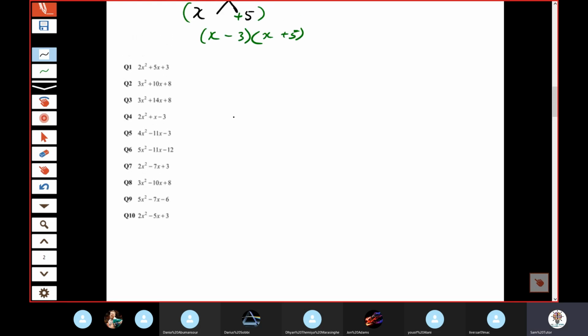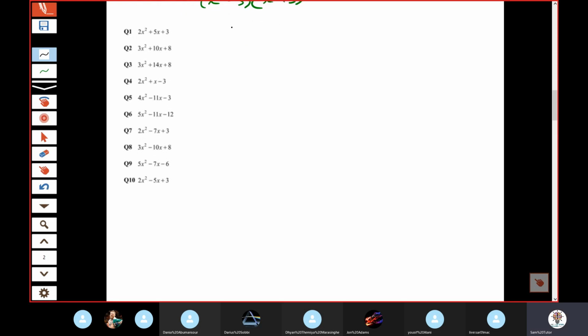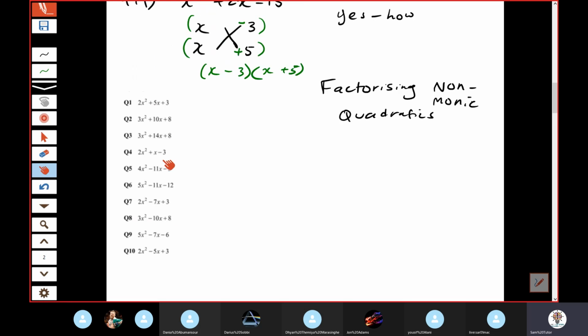So now we're going to look at non-monic quadratics. So let's write a little heading. Factorizing non-monic quadratics. And the reason why these are called non-monic is because the number in the front is no longer a 1. It's not 1x squared, it's 2x squared, 4x squared, 5x squared, 3x squared, so it's non-monic because the number in the front, just this first number, is no longer a 1.